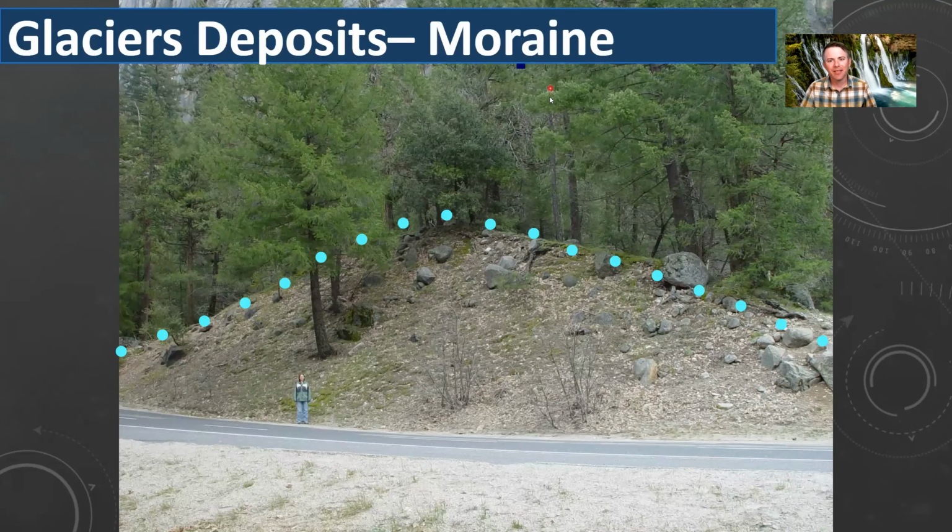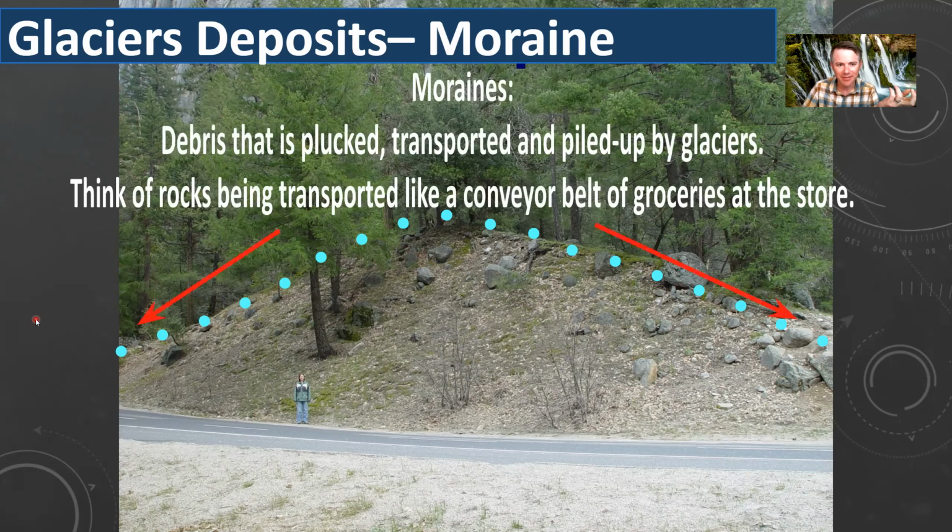All right. So the last little bit here is called a moraine. And this is a glacial deposit, one I didn't show you earlier because I didn't want to blow the surprise. But the blue dots that my wife is standing in front of in Yosemite Valley here, this is a moraine, which is basically the debris that's been plucked and transported and piled up by glaciers at the end of a glacier.